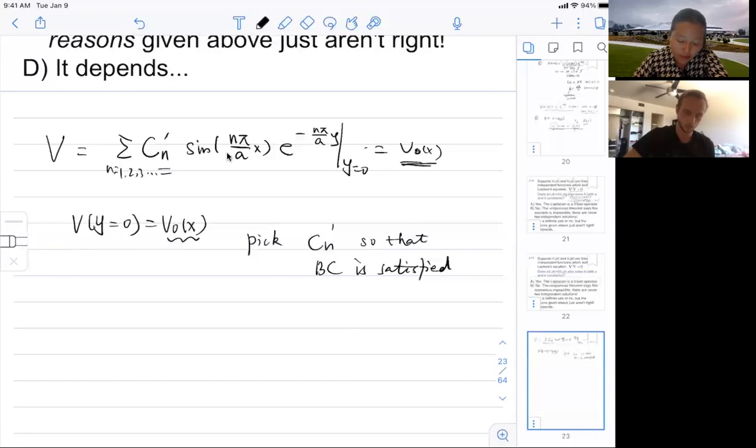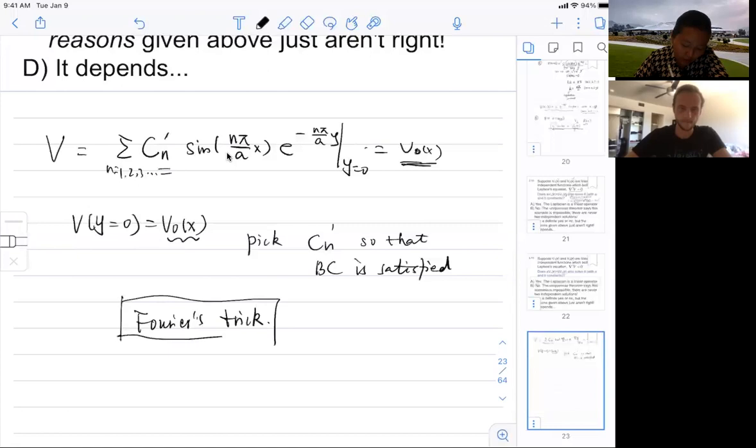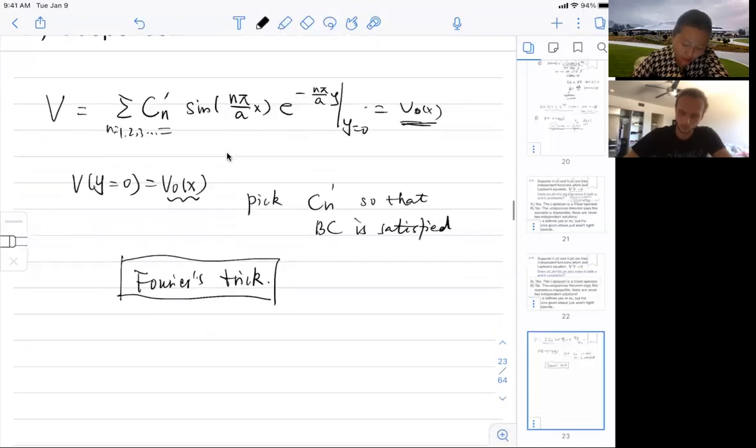At this point, we do need to put a little pause again, even though it's the last step, it's still not quick enough. We have to do something called Fourier's trick to be able to fully solve for C sub n. You probably have already heard of this, that for any given solution, you can always expand it as a superposition of sine or cosine functions. This is the Fourier's trick that we are going to use to solve for the constant C sub n. All right, so let's do it.